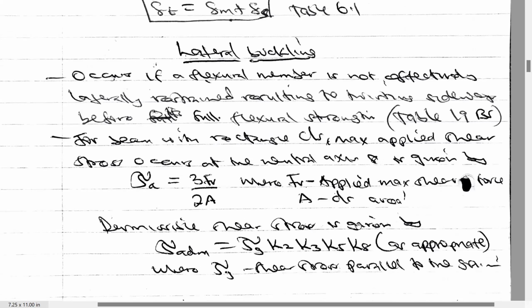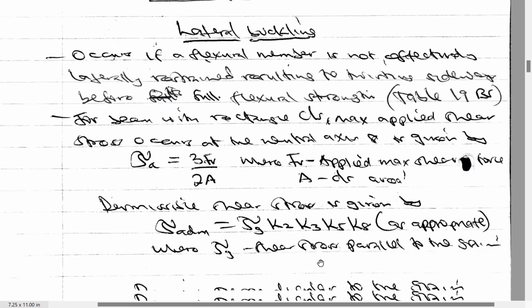The permissible shear stress is given by, remember, wherever we have ADM, it means permissible. It's the grade shear stress obtained from the table multiplied by K2, K3, K5, or K8, as appropriate. It will depend on our question which K we adopt. Here, the grade shear stress means shear stress parallel to the grain.